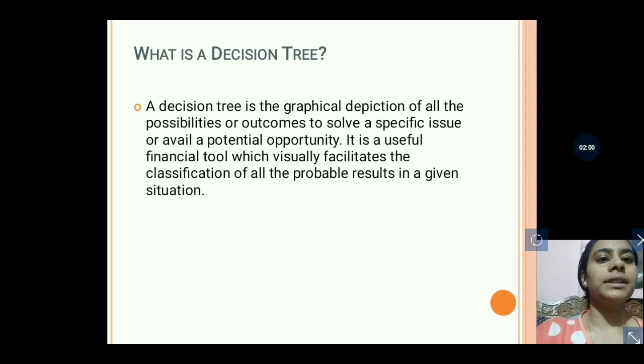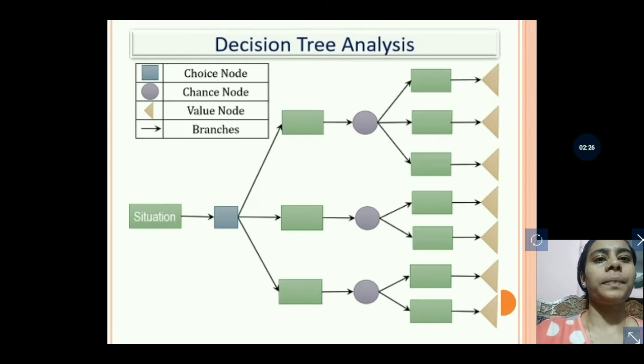Decision tree. A decision tree is a graphical depiction of all the probabilities or outcomes to solve a specific issue or evaluate a potential opportunity. It is usually a financial tool which visually facilitates the classification of all the probable results in a given situation. This is what a decision tree looks like.